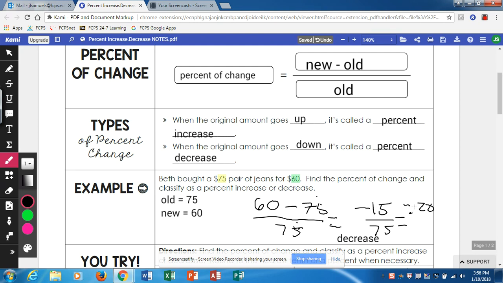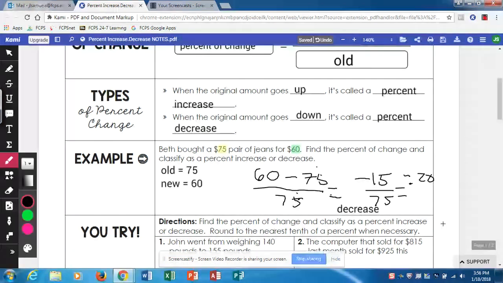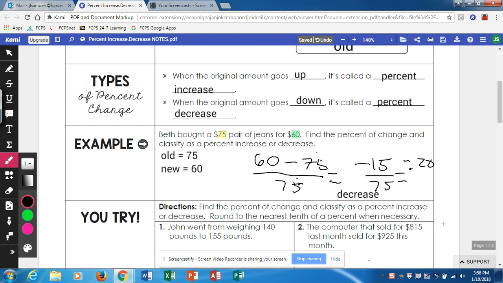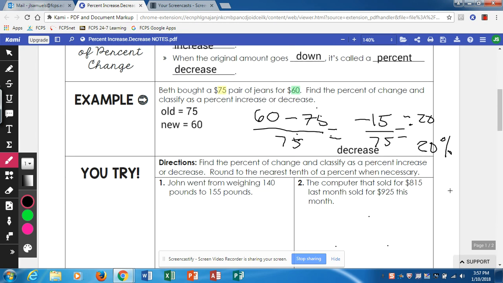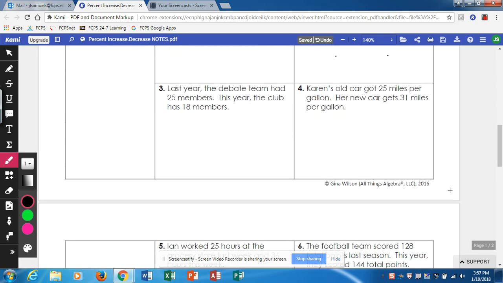Okay, so another little thing I want to bring to your attention is this. Anytime it's negative, it's always going to be a percent decrease. Anytime this percentage or this decimal that we get at the end, the amount of change, is positive, it's always going to be an increase. So with that being said, this particular price dropped by 20%. It was a 20% decrease. Let's do another example.